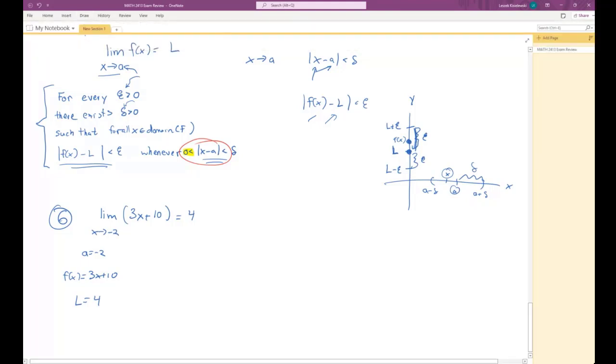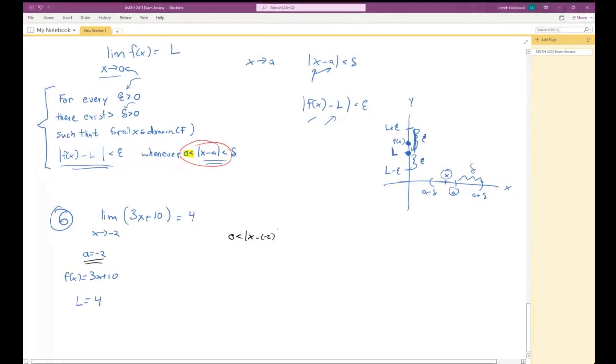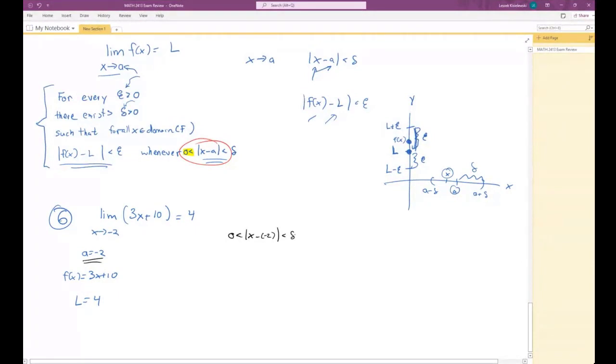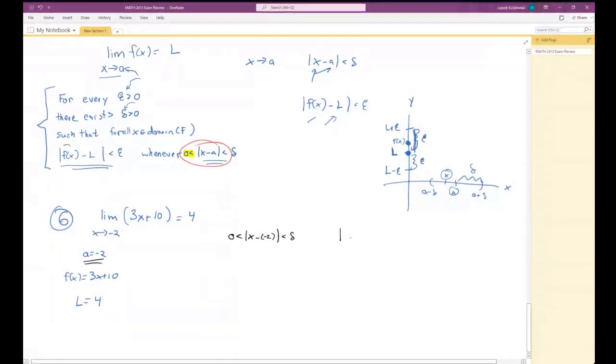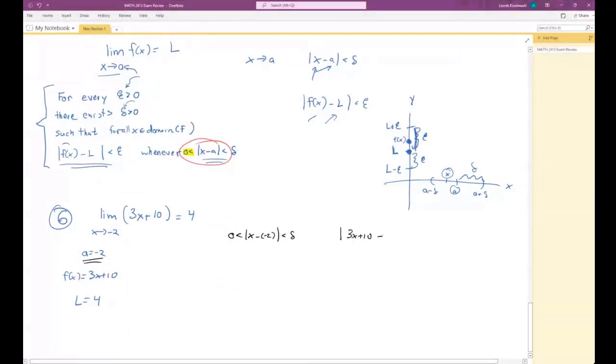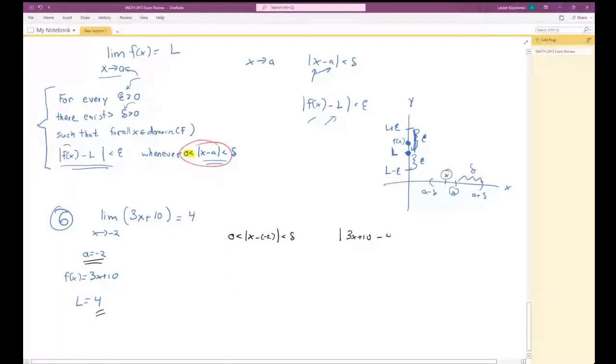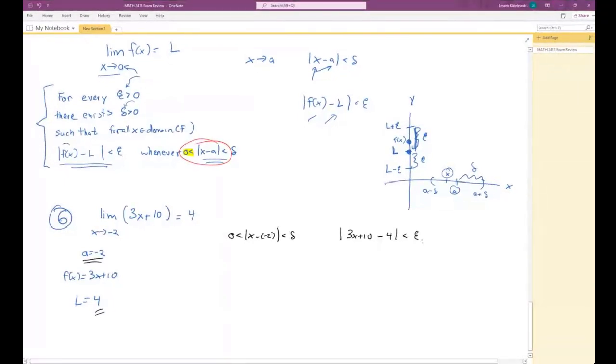All right, so let's write down these two inequalities. We're going to have that x is close to A, so the absolute value of x minus A should be less than delta. And then the function at x, we know that's 3x plus 10, minus the supposed limit, which is 4, should be less than epsilon. Over here, I really only care about one side of that inequality, and over here we simplify.